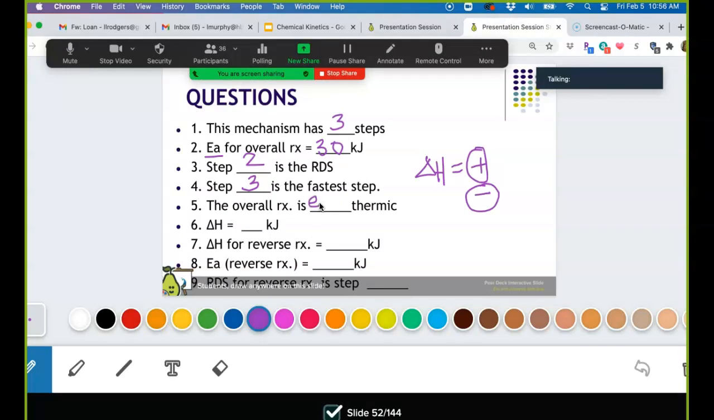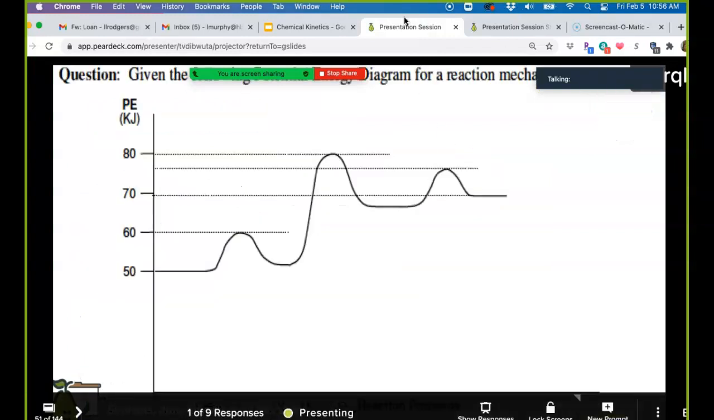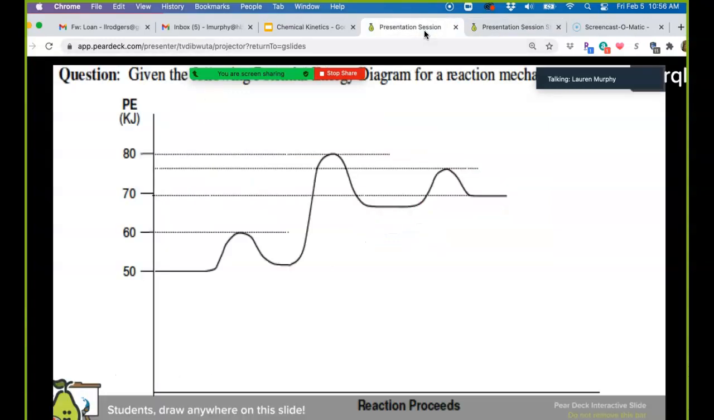And now delta H is, by definition, products minus reactants. So looks like my products are at about 70, right? Minus my reactants start at 50. So 70 minus 50, products minus reactants, is what delta H equals. So that'd be a positive 20 kilojoules.